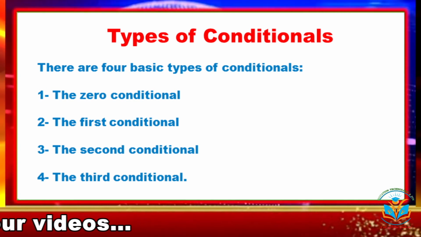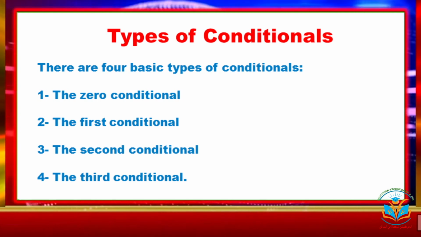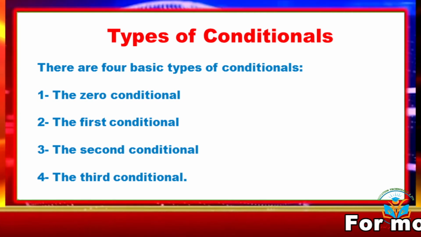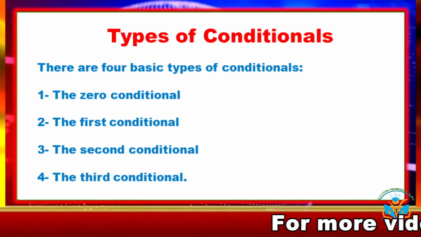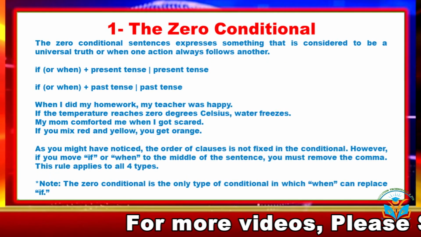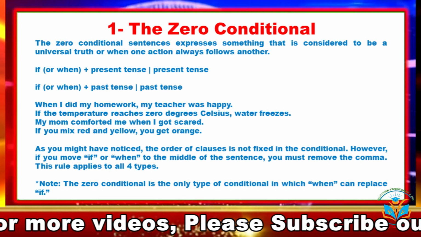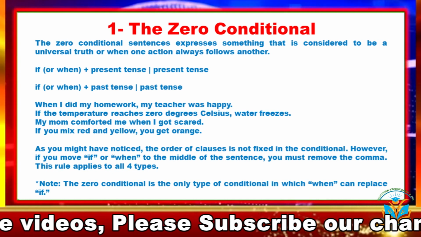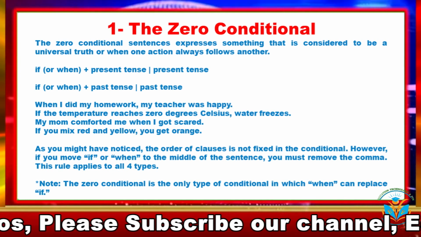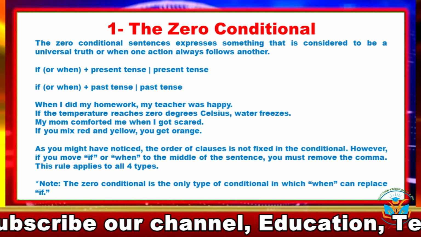Now we shall learn about types of conditionals. There are 4 basic types of conditionals. 1. The zero conditional. 2. The first conditional. 3. The second conditional. 4. The third conditional. First is the zero conditional. The zero conditional sentence expresses something that is considered to be a universal truth, or when one action always follows another. If or when plus present tense, present tense.